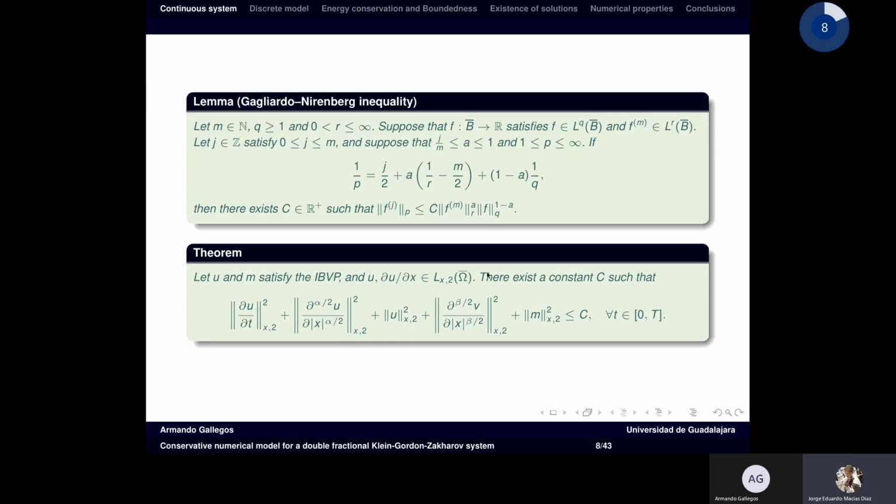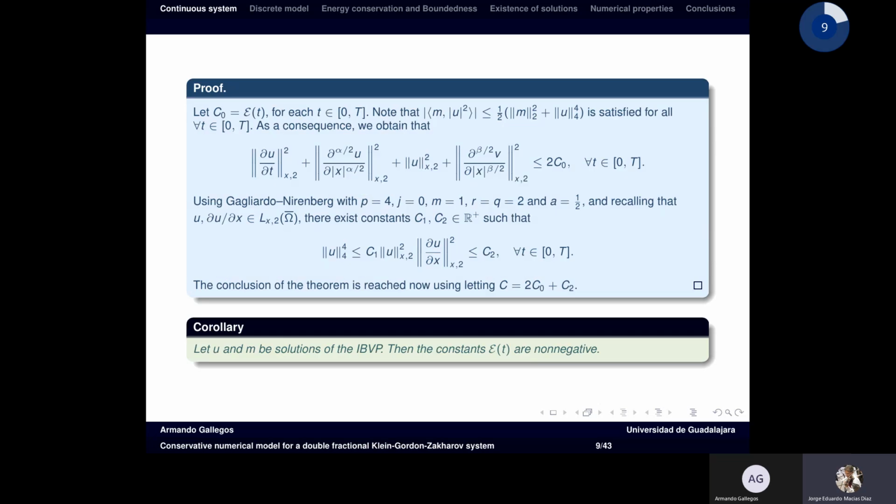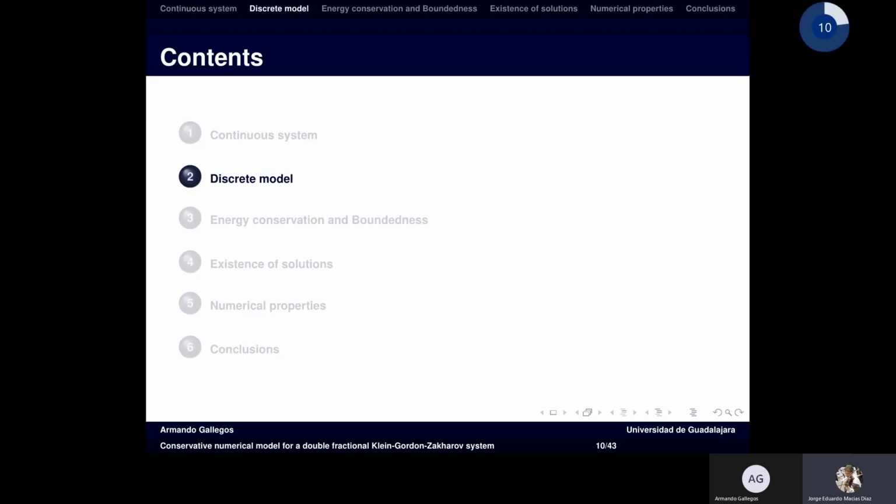Okay. The boundedness of the solutions is also an important property of the system. This follows by the Gagliardo-Nirenberg inequality. So for solutions of the initial boundary value problem, there is a constant such that all of these quantities are preserved throughout time. Okay, I'm going to skip the proof. And one of the corollaries is that the energy is always a non-negative constant. So the purpose of this presentation is to try to provide a finite difference discretization of the fractional system in such a way that all of these properties are satisfied.